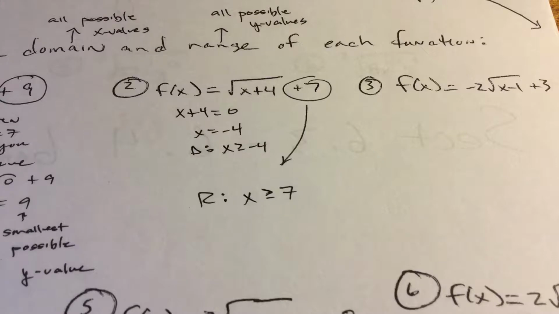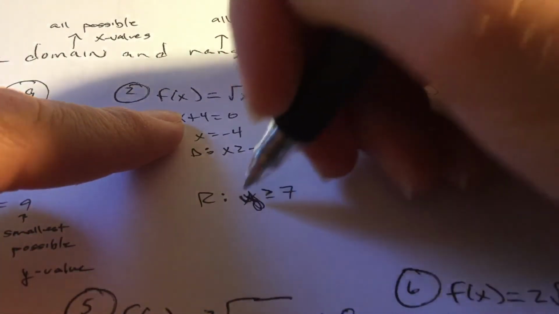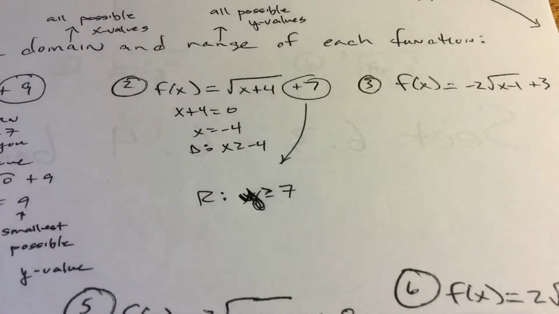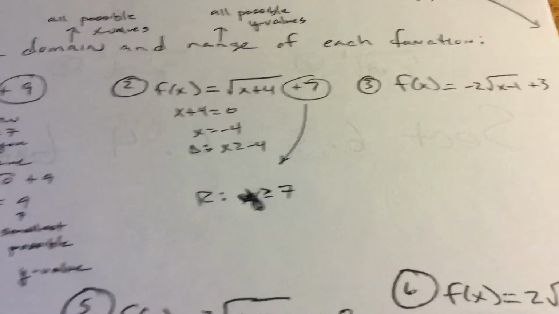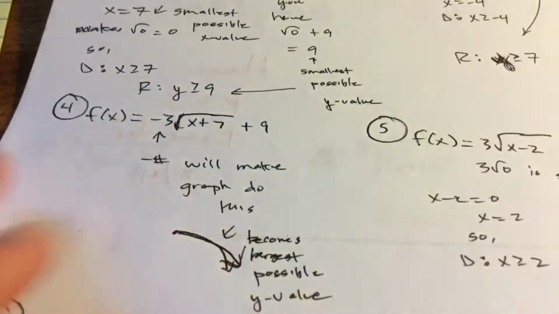Basically the range is looking at you. I mean, 7's involved. It's either greater than or equal to 7 or less than or equal to 7. I made a boo-boo, that should be a y. The range value is staring right at you. Set what's inside the square root equal to 0. You get x is greater than or equal to negative 4. The range is y is greater than or equal to 7. Pause on 3. We'll talk about that when I get back.